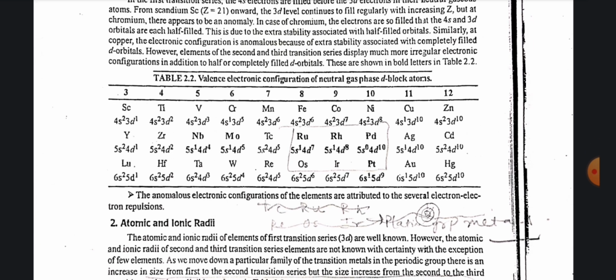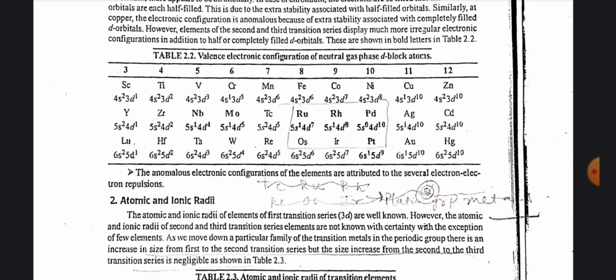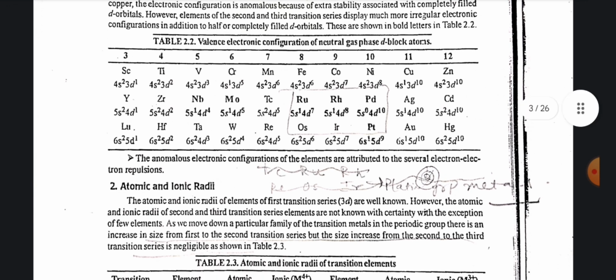Similarly, at copper, the electronic configuration is anomalous due to the extra stability associated with the completely filled d orbitals. However, elements of the second and third transition series display much more irregular electronic configurations in addition to half or completely filled d orbitals. These are shown in bold letters as given below.